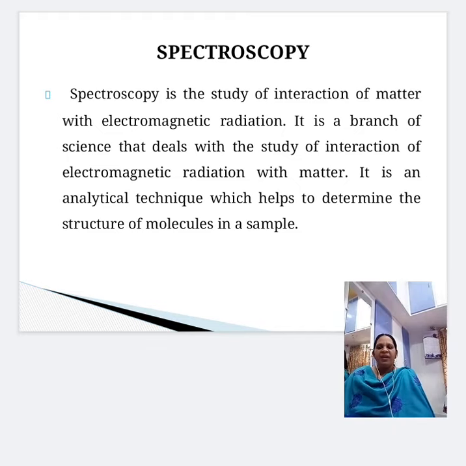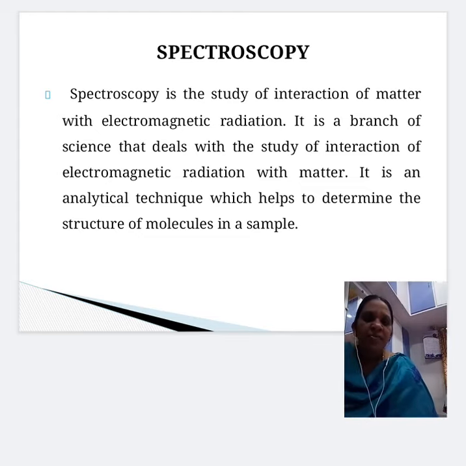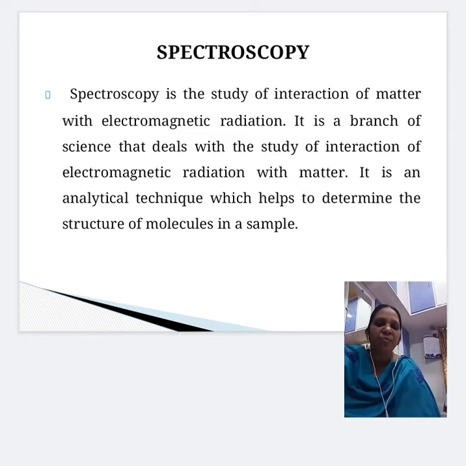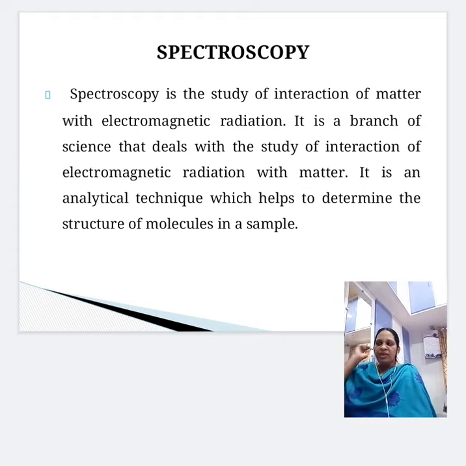Then infrared analysis can be of two types. We have dispersive and non-dispersive. In the dispersive system, it doesn't employ any optical system. In the non-dispersive system, we use optical methods. So different types of analysis methods are there. Spectroscopy is the study of interaction of matter with electromagnetic spectrum.